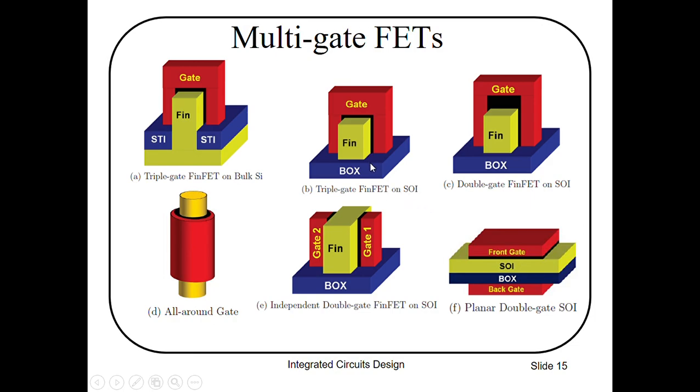So here is your triple gate FinFET, and in figure C it's a double gate FinFET on insulator, and figure D is the all around gate. Figure E is the independent double gate FinFET on silicon on insulator, and figure F is the planar double gate SOI structure. So here you can see the different multi-gate transistor structures. These transistor structures are helpful in designing new integrated circuits. So we can use these different types of structures for our different future digital ICs.